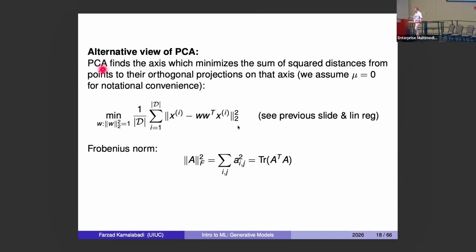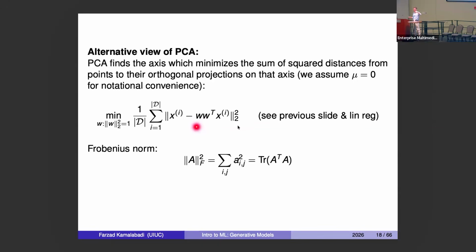Now, what about this view of PCA? I'll say it in words and I'll show you. So PCA finds the axis which minimizes the sum of squared distances from points to their, and this is the key word, orthogonal projections on that axis. So let's again assume that mu is 0. And what that means, in what I just said in words, if you just write it, again, we want to minimize. Remember, we were maximizing variance. Now I'm saying that I'm minimizing a quantity. This is a normalization. The sum between xi minus WW transpose is an orthogonal projection.